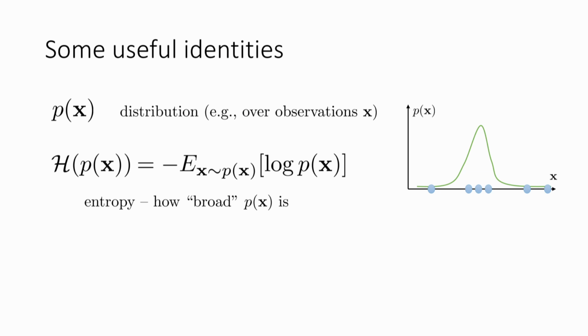If your distribution is very, very broad, then most of your log probabilities are small, which means that the expectation of those small numbers is small. So when you take the negative of that, you get a larger number. So intuitively, the entropy captures how broad this distribution is. The more of the space of possible values of x are covered, the larger the entropy. And this is going to be important because when we talk about unsupervised reinforcement learning, we'll want exploration strategies that cover broad distributions on the state space.